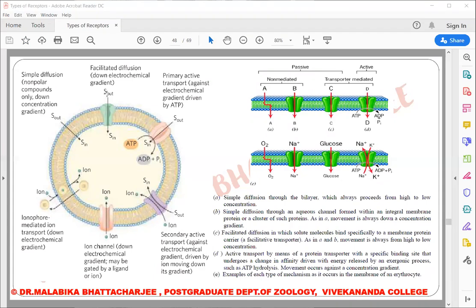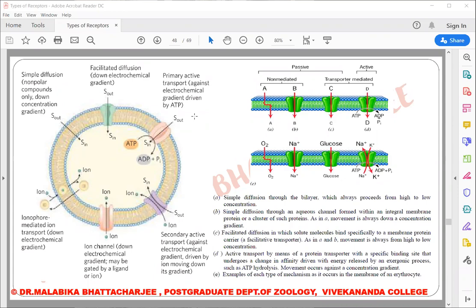In case of both simple diffusion and facilitated diffusion, the ions or the molecules move down their gradient. In simple diffusion, they move through the plasma membrane. In facilitated diffusion, they have a receptor or a channel through which they move down their gradient. Now, last day we also did the active transport. The active transport can be of two types: the primary active transport and the secondary active transport.